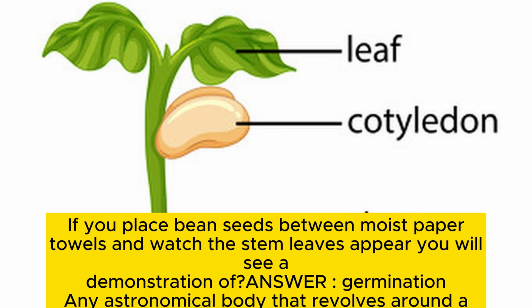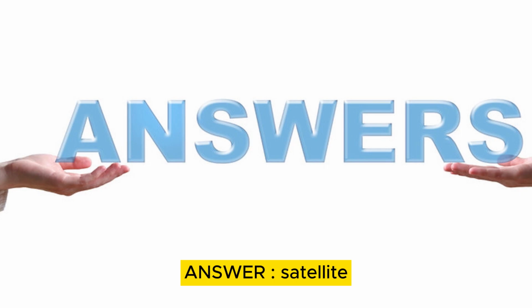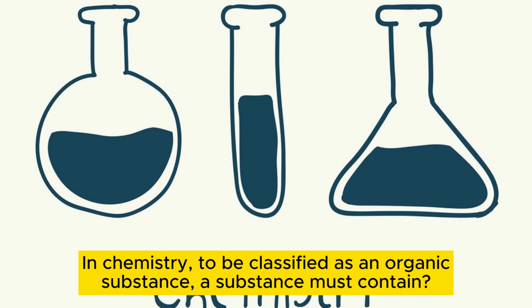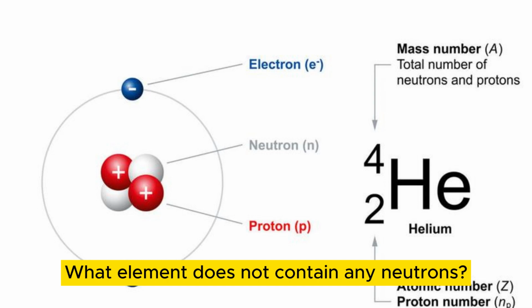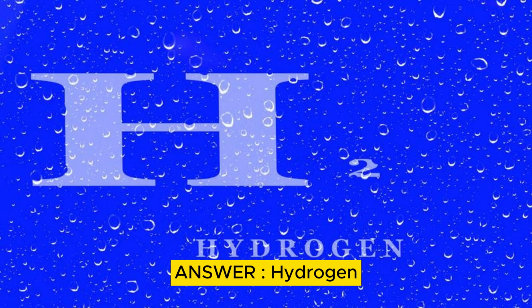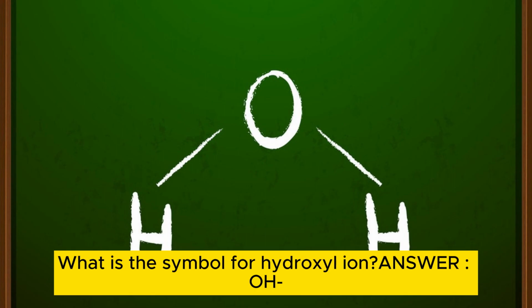If you place bean seeds between moist paper towels and watch the stem leaves appear, you will see a demonstration of what? Answer: germination. Any astronomical body that revolves around a larger body is called what? Answer: satellite. In chemistry, to be classified as an organic substance, a substance must contain what? Answer: carbon atoms. What element does not contain any neutrons? Answer: hydrogen.